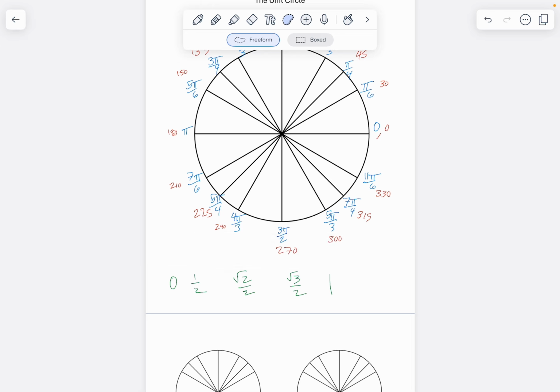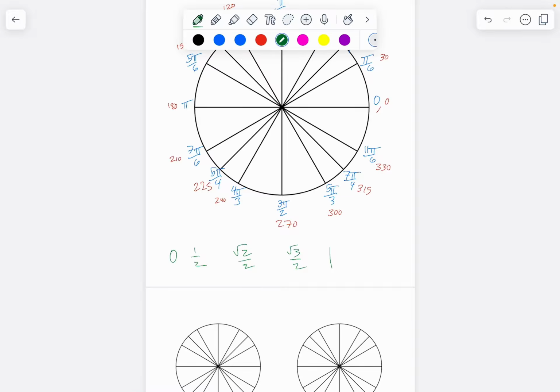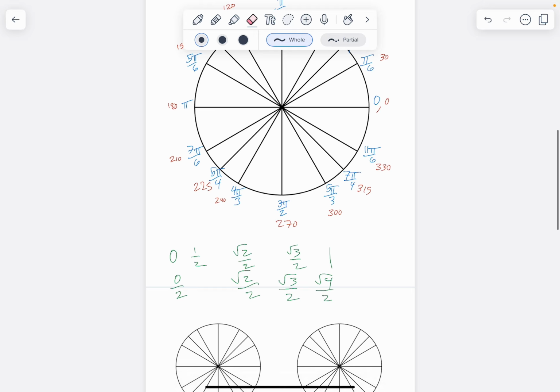You can think of this as 0, 1, 2, 3. If we think of this as being 0 over 2, the square root of 1 over 2, the square root of 2 over 2, the square root of 3 over 2, and the square root of 4 over 2. Notice the square root of 1 is 1, so we don't really need this part because that's the same. And the square root of 4 is 2, so 2 divided by 2 is also 1. So we can just put these in order and think of what's going to be smallest to largest.